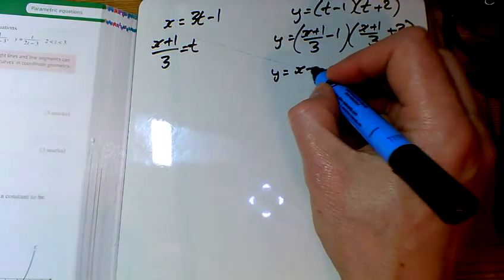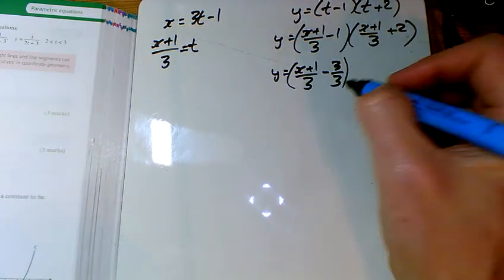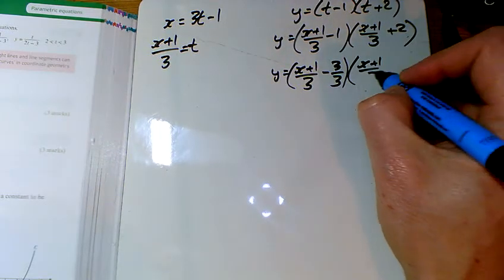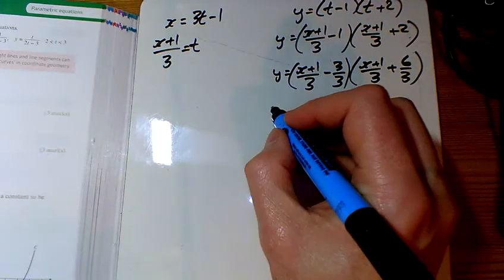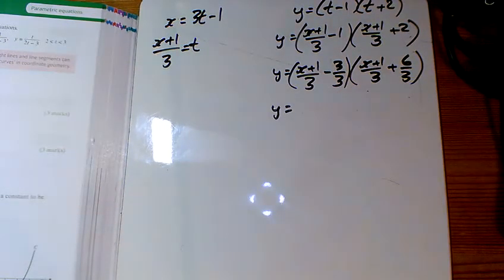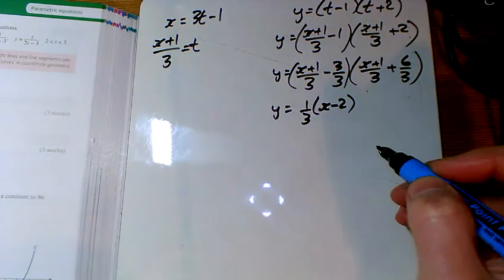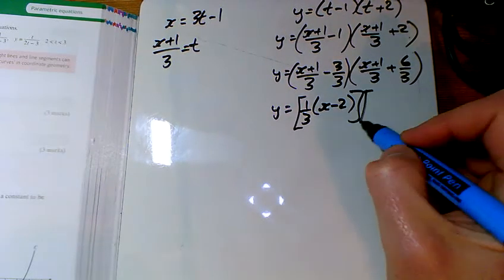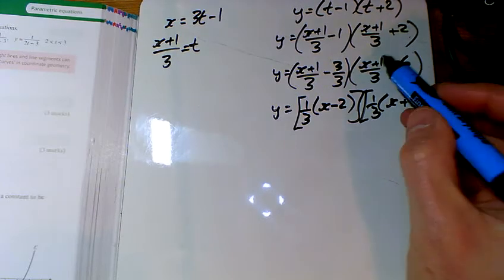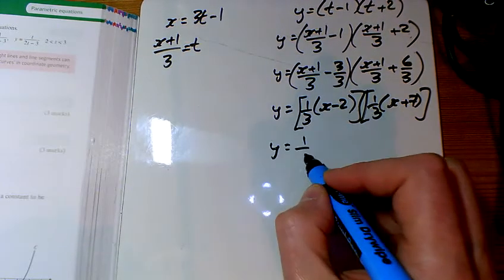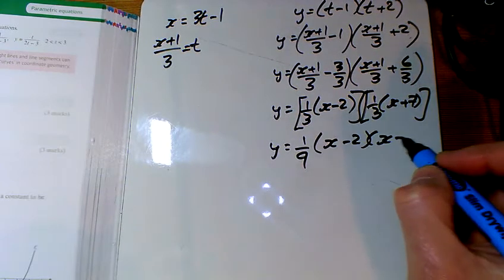So I've got (x + 1)/3 - 3/3, and here (x + 1)/3 + 6/3. 6 over 3, of course, is 2. So tidying that up, here I've got 1/3 of (x - 2). That's that first bracket. And here I've got 1/3 of (x + 7). 6 and 1 is 7. Finished by writing 1/9 of (x - 2)(x + 7).